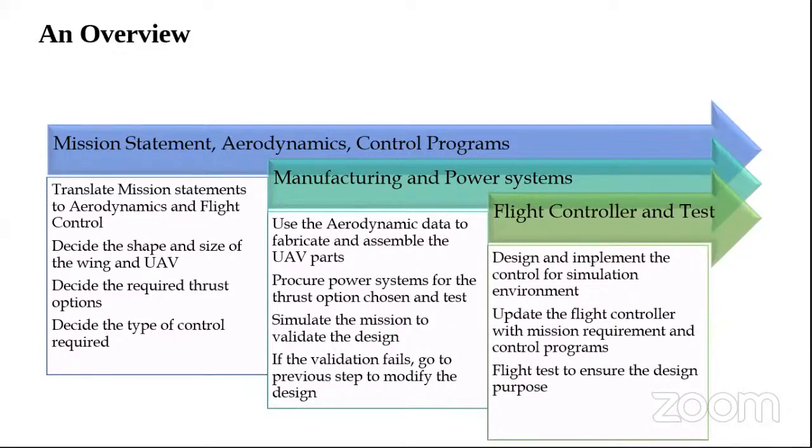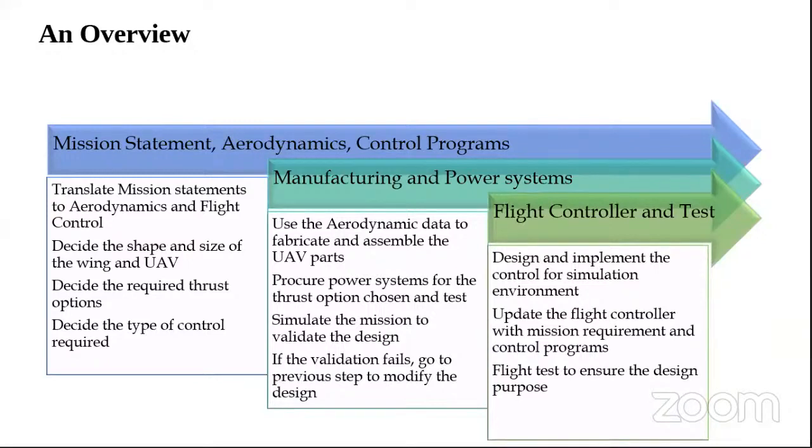The next step is, once the shape is ready, you go for the manufacturing. You have to assemble it. You have to use the aerodynamic data to fabricate. In parallel, you have to start procuring the power systems, and then start testing in the lab or on the ground.